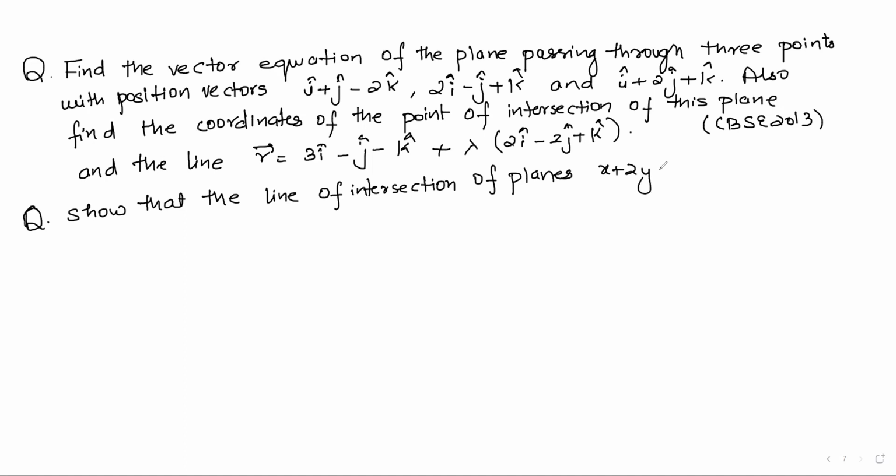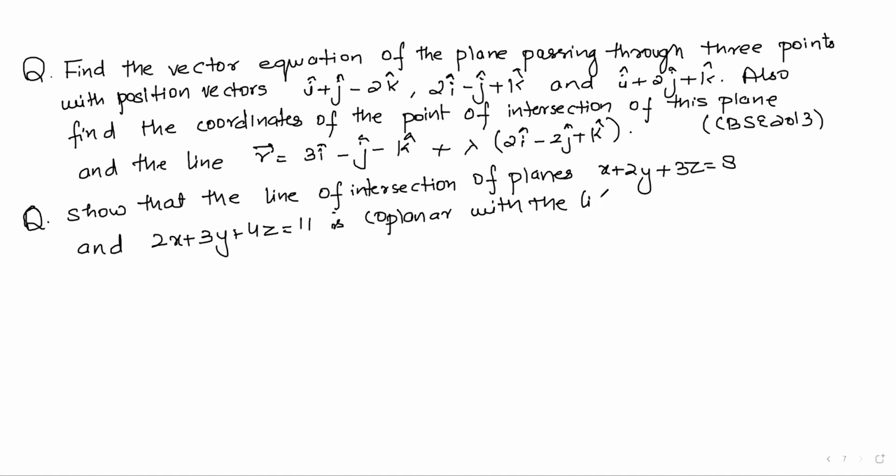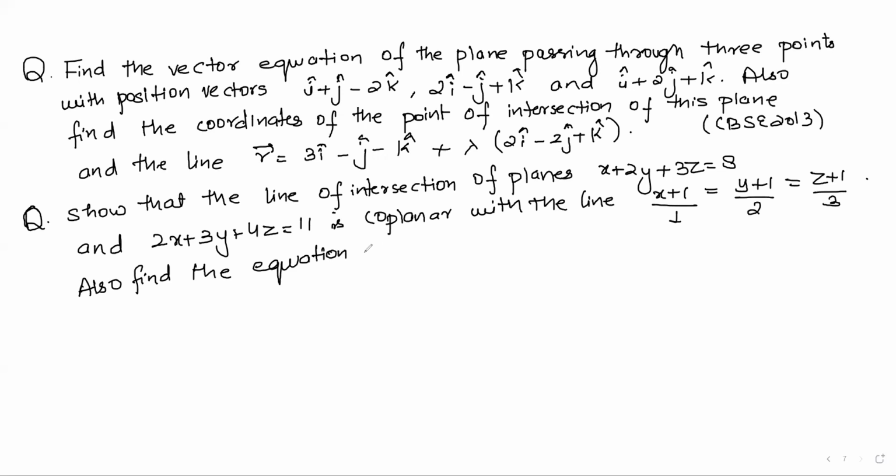x plus 2y plus 3z is equal to 8, and 2x plus 3y plus 4z is equal to 11 is coplanar. (1, 1, minus 2), take a point, you can put it. Coplanar with the line (x plus 1)/1 is equal to (y plus 1)/2 equal to (z plus 1)/3. Also find the equation of the plane containing them.